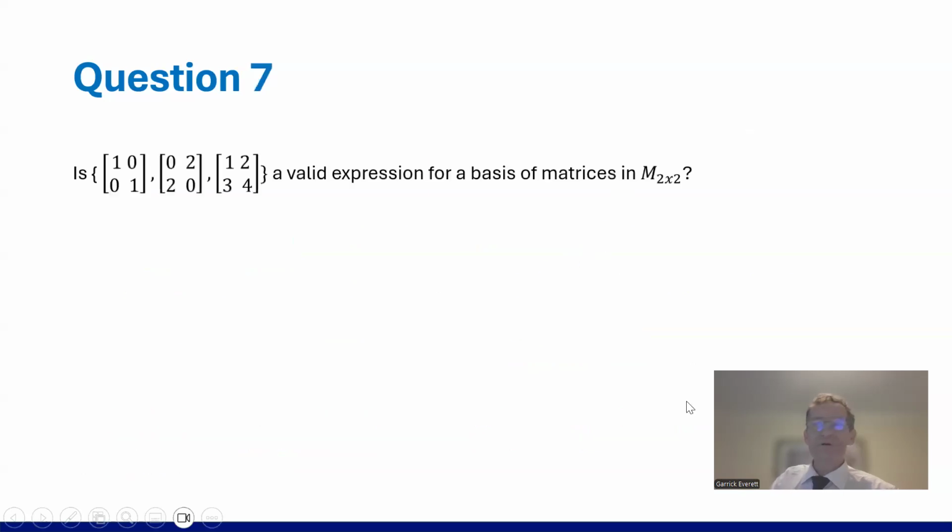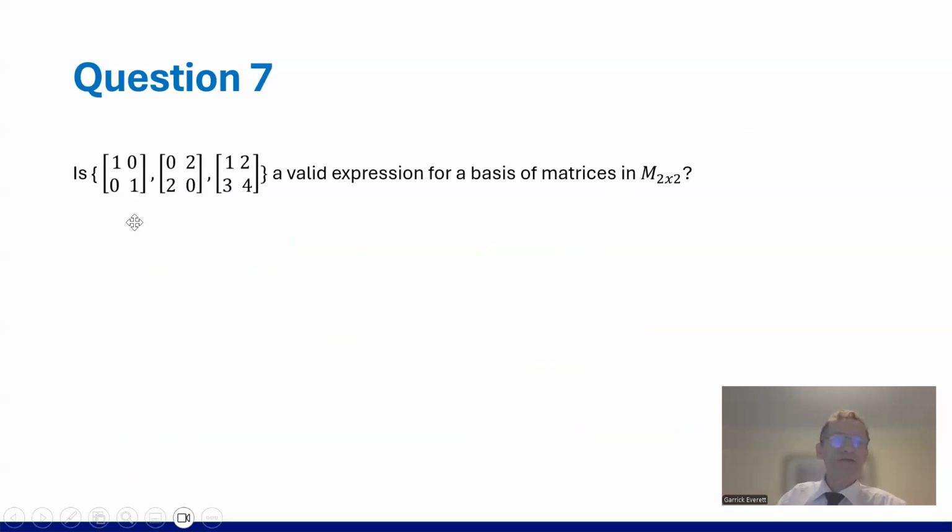Okay, question 7, last one for this video, and this is straight out of a previous lecture, but we're going to do another one. Is [[1,1],[2,2]] and [[1,2],[3,4]], I've missed out the zeros, a valid expression for a basis of matrices in M 2 by 2? And the answer, of course, you know, is going to be no, because the dimension is 3. You can only get 3 things out of that. You can change this number, you can change one other number, but you can't change the fourth number to be something else because you've only got 3 matrices there to fiddle around with. You need a fourth one to offset that.